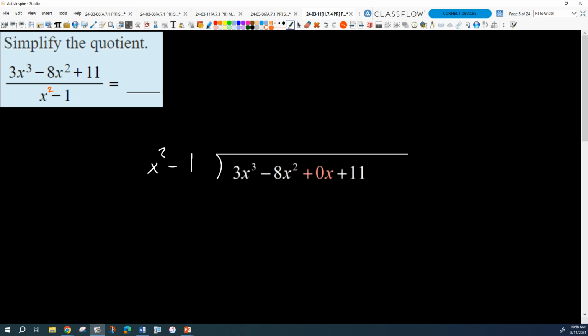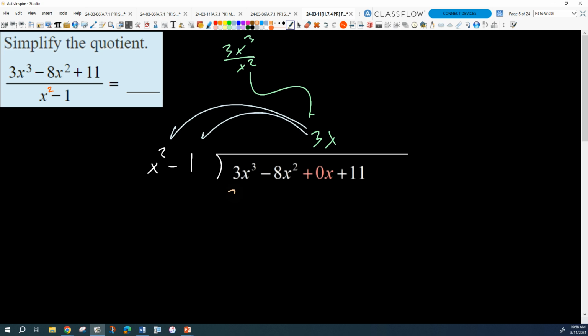I get 3x, right? And the way we get that, remember, is leading term inside divided by leading term outside gives me 3x. There it is. Okay, now what do I do? I got a term up here. Good. I distribute: we take this whole thing and distribute over here. So I get 3x times x squared is 3x cubed. Those always are the same. 3x times negative 1 is negative 3x. Where does that go? It goes in the x column.